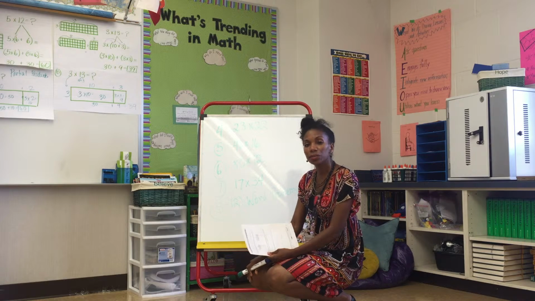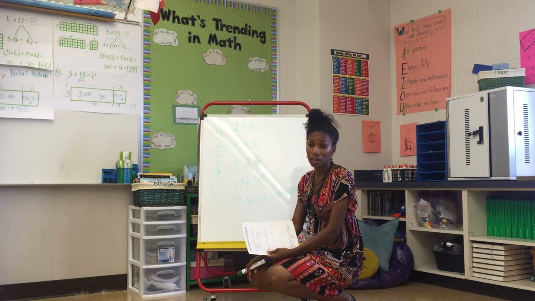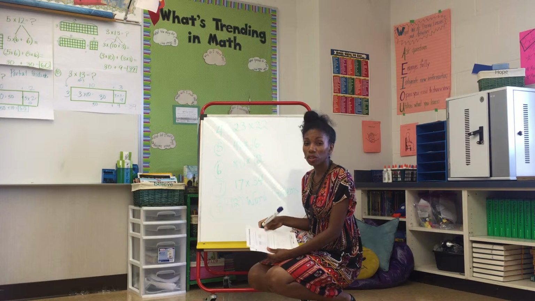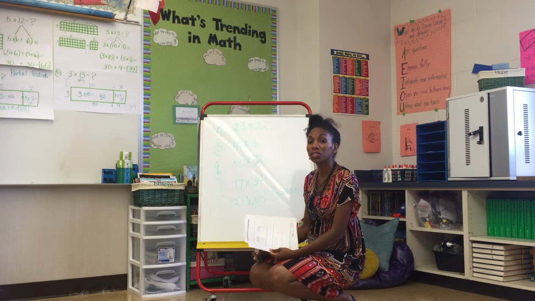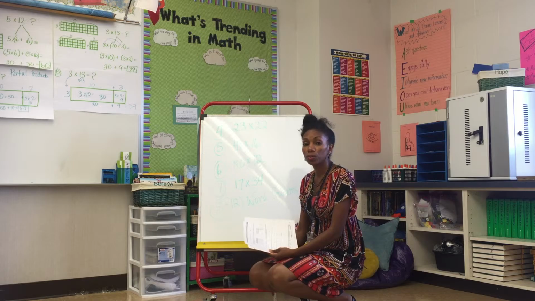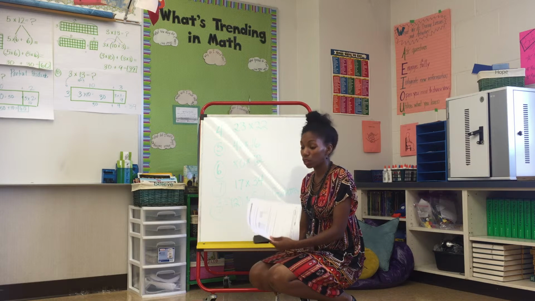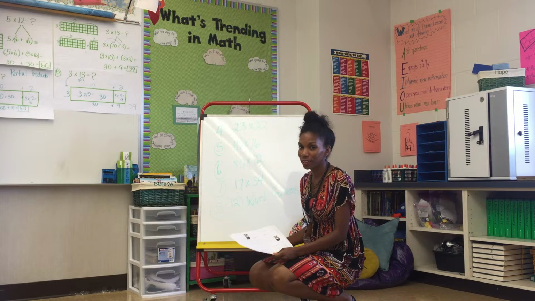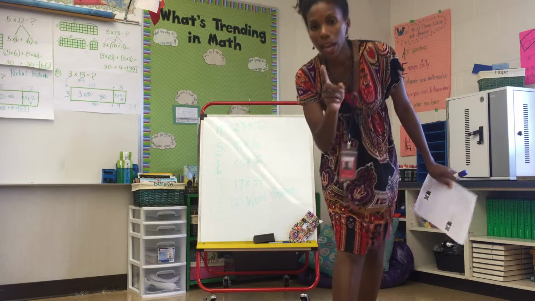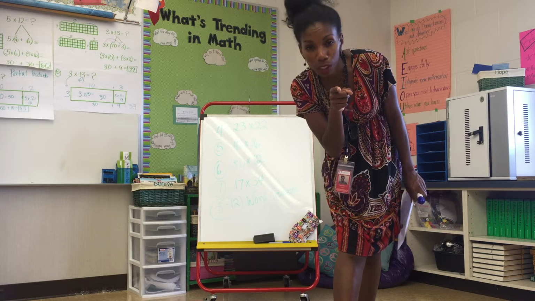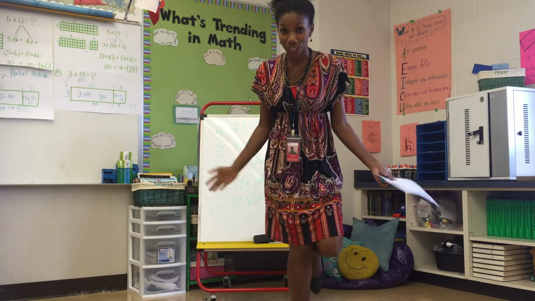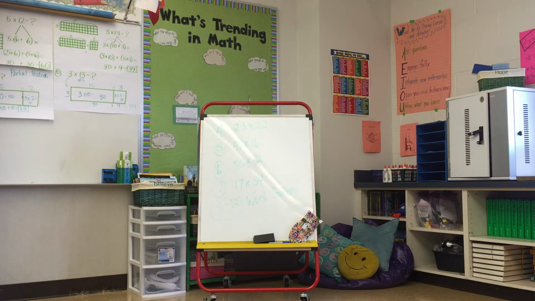Boys and girls, for number four, you are going to multiply 23 times 22. I want you to write this down. And for number five, you are going to multiply, let's do a different one, 48 times 16.